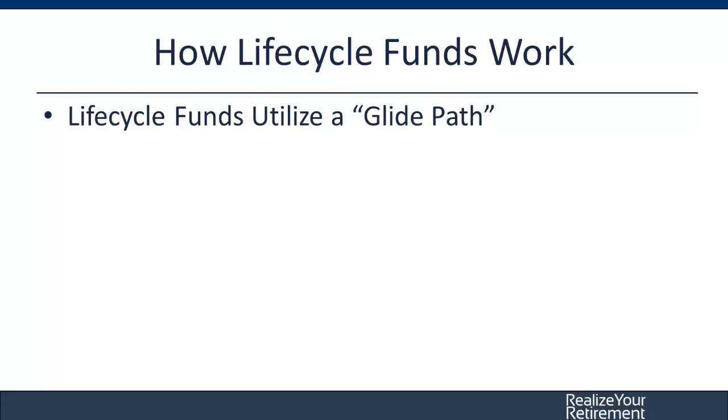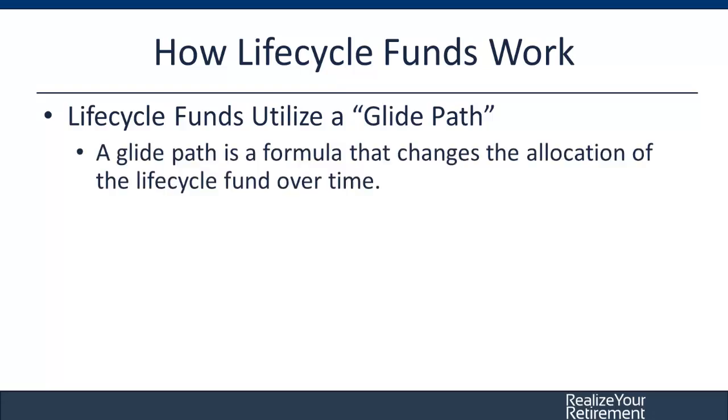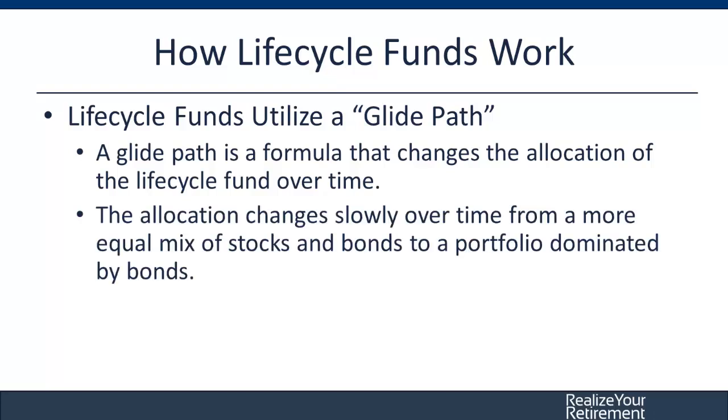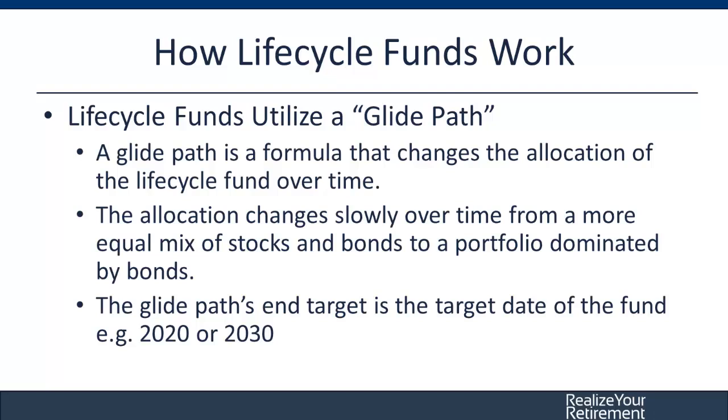Lifecycle funds utilize what's called a glide path. A glide path is a formula that slowly changes the allocation of the lifecycle fund over time. Generally, the allocation changes slowly from a more equal mix of stocks and bonds to a portfolio that is primarily comprised of bonds. When you look at a lifecycle fund, for example, the L2020 fund, the 2020 indicates the end target date of the fund. So by 2020, the allocation will transition from its current allocation to its ultimate, more conservative allocation.